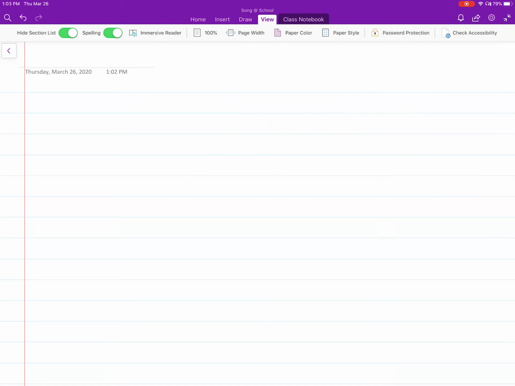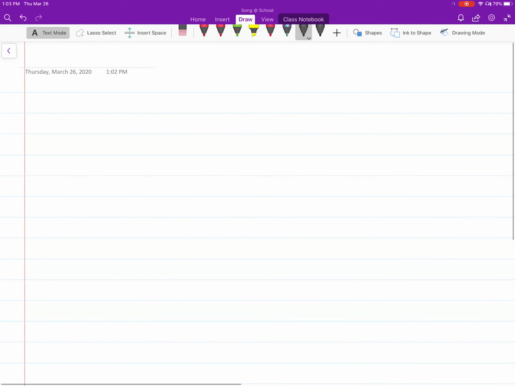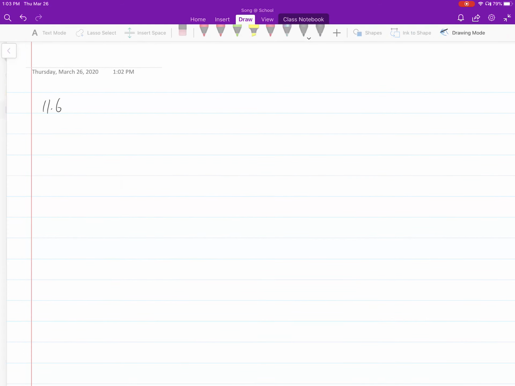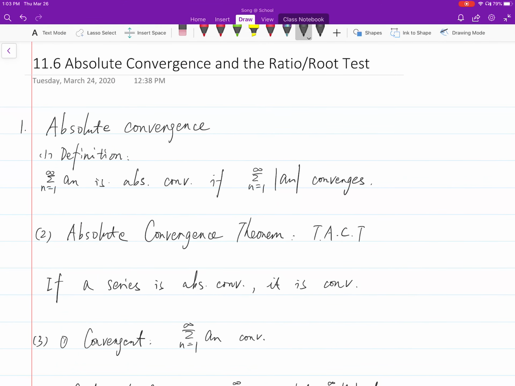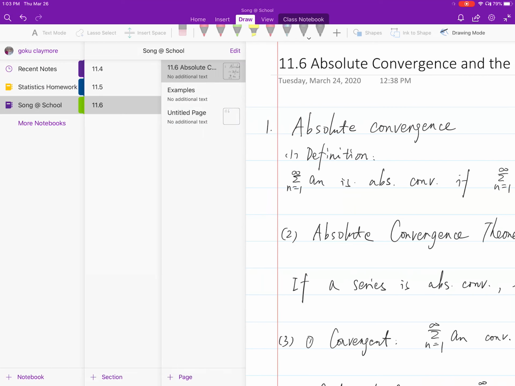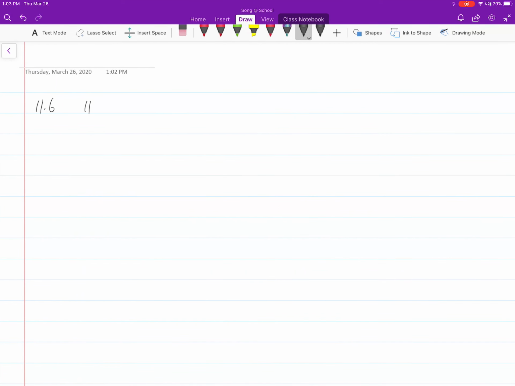Okay, welcome back. And today we will be going over 11.6. If you check the title, it's called Absolute Convergence and the Ratio Root Test. So let's again start with reviewing.